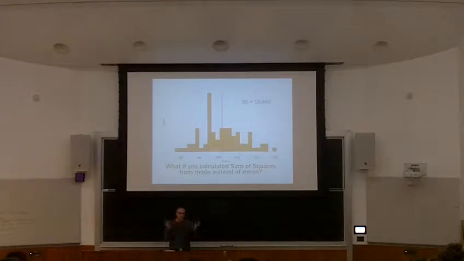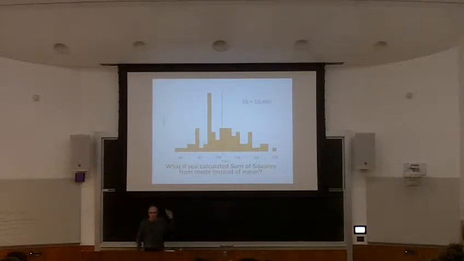All right, so now you've heard a little bit about sums of squares last time, and you've read about sums of squares. Just to remind you, think about this in your head: you take each data point, you subtract it from the mean, you square it, then you sum all those up. That's the sum of squares, okay? The sum of square deviations. So what if you calculated sum of squares from the mode instead of the mean?